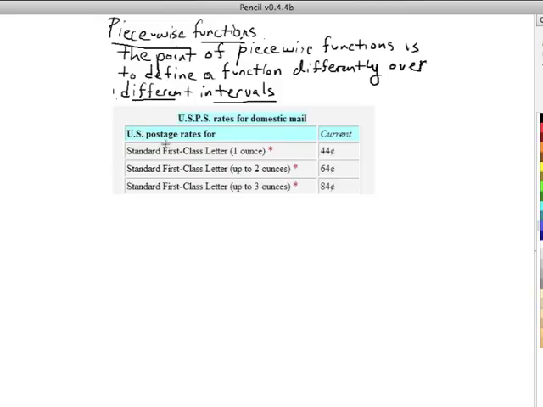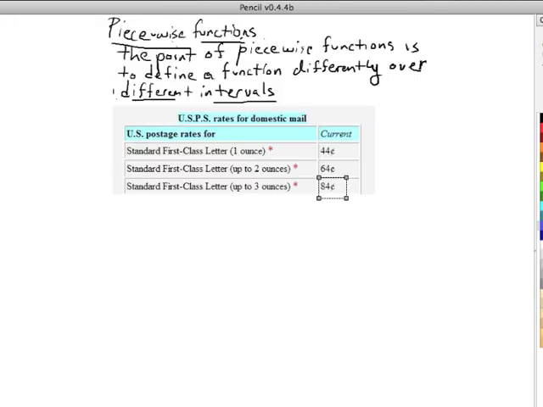Piecewise functions revisited. Here are U.S. Postal Service rates for domestic mail, and remember they weigh your first class letter and then they tell you how much postage it needs. This says that first class postage for a letter up to 1 ounce will be 44 cents. As soon as it gets beyond 1 ounce, up to 2 ounces, it will be 64 cents. And once it gets beyond 2 ounces and up to 3 ounces, it's 84 cents.